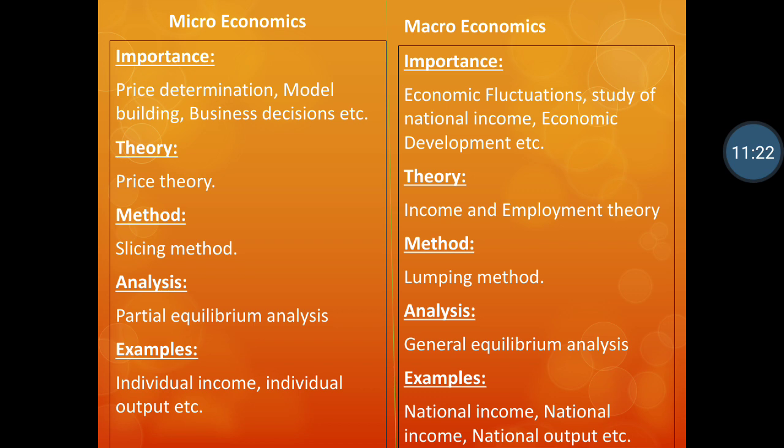Here in method, microeconomics is a slicing method, that is it divides the economy into individual units and then it studies, whereas in macroeconomics it goes for the lumping method. Lumping means group. So we calculate national income, overall income. So here it goes for the economy as a whole, that is we understand nation as a whole. And here in microeconomics we divide it into small individual units and then we study its part.